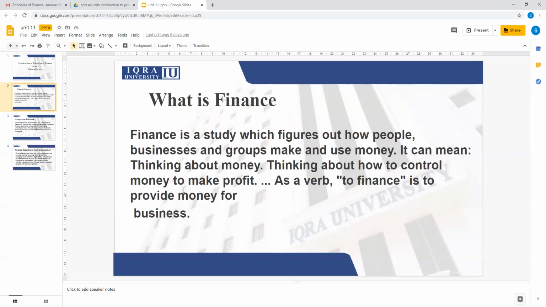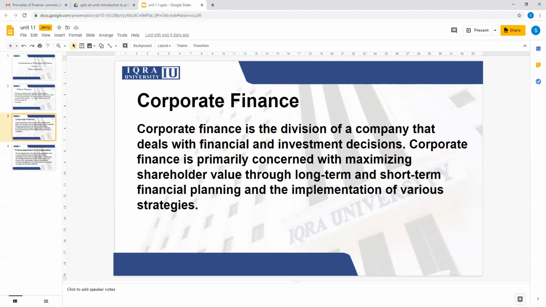Okay, now let us discuss corporate finance. Corporate finance is actually a division of a company that deals with financial investment decisions. Now, as you are business students, you will be more interested in corporate finance. Now, what do we mean by corporate finance? By corporate finance, we mean how the big businesses make and use their money.